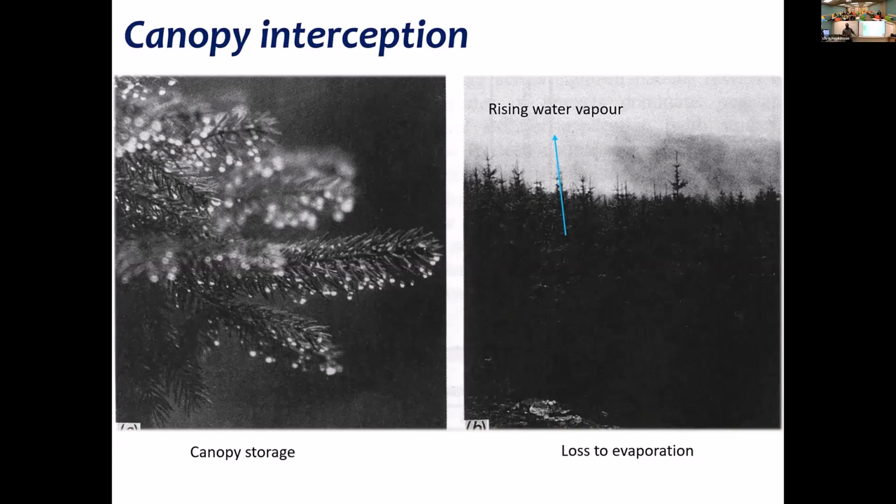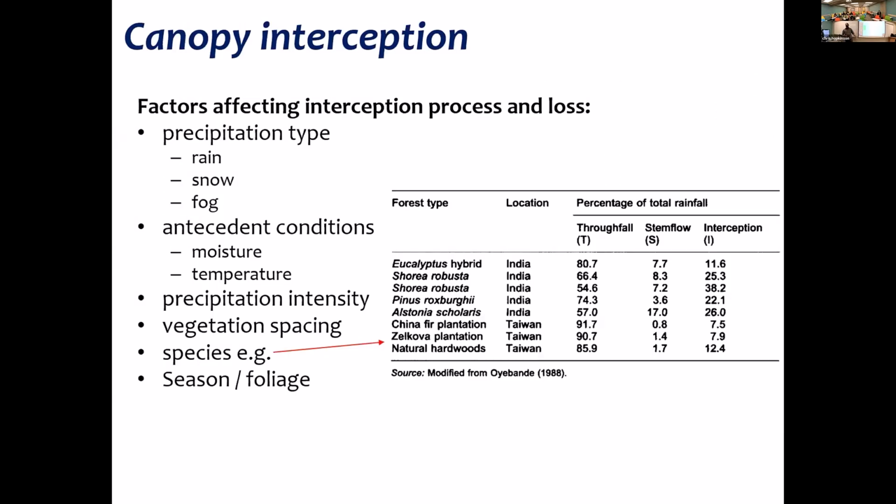I think this is the last slide from the last lecture. What we're trying to illustrate here is that interception losses, whether it's that A term or that B term, are going to vary in many different ways. So first of all, interception losses will vary with whether it's rain or snow or even fog. Fog can even intercept moisture in the canopy. But rain and snow are very different in terms of their dynamics, like the mechanical dynamics of how they interact with the canopy. And then antecedent conditions.